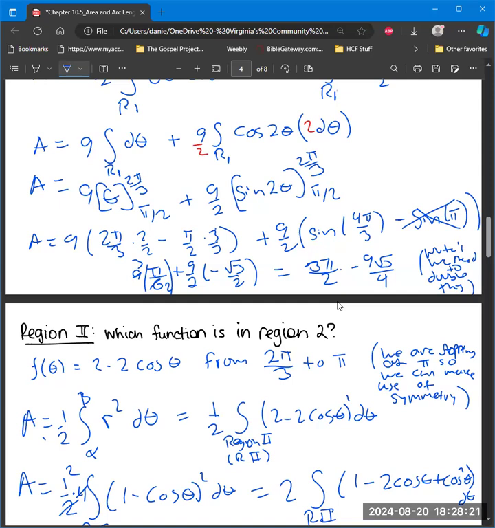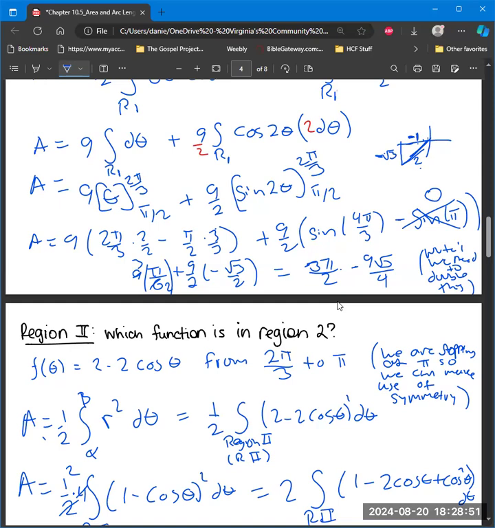Sine of pi is 0, so I'm not really interested in that piece. Sine of 4 pi over 3, I'm going to be down here. Pi over 3 is my reference angle, and it's across from a root 3, and it's adjacent to a -1, and I've got a 2. So sine is going to be negative root 3 over 2. That's where that comes from.